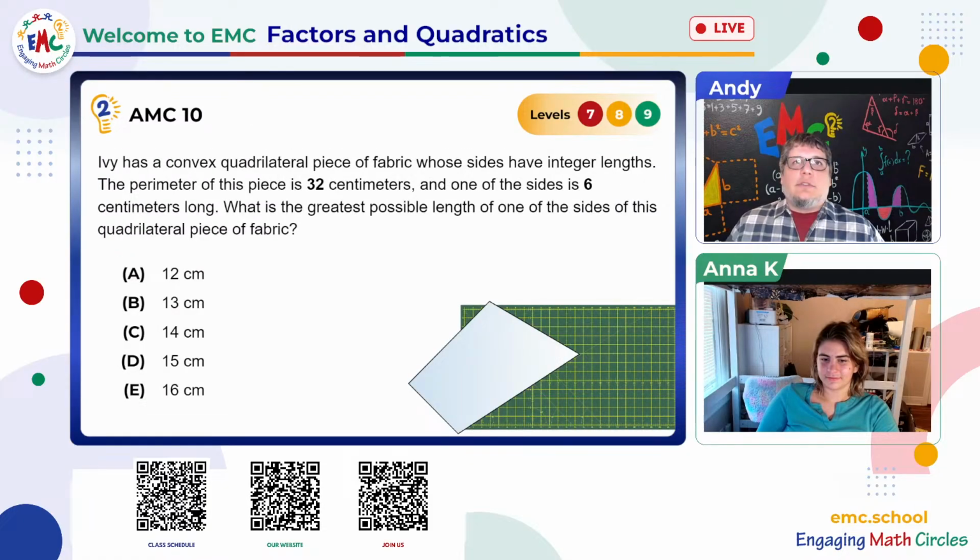Okay, over to our next problem. Ivy has a convex quadrilateral piece of fabric whose sides have integer lengths. The perimeter of the piece is 32 centimeters, and one of the sides is 6 centimeters long. What is the greatest possible length of one of the other sides of this quadrilateral piece of fabric?